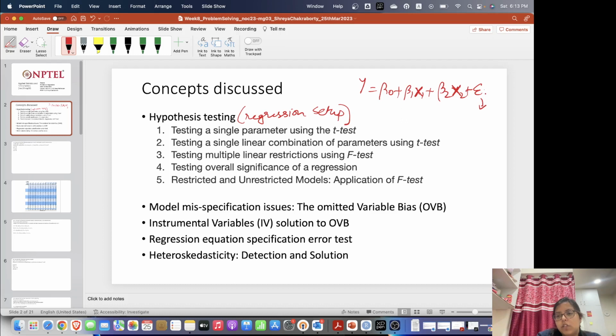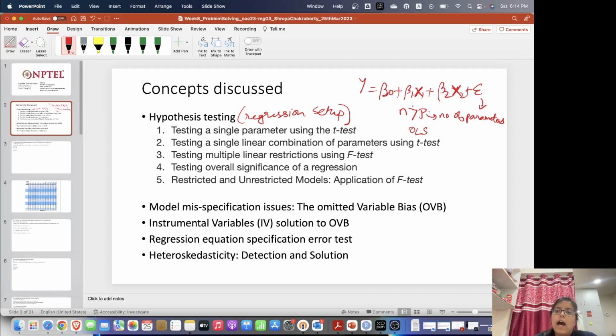And we also assumed that the number of estimated parameters should be less than the total number of data points, that is n should be greater than p, where p is the number of parameters to be estimated. So under all of these conditions, we derived the ordinary least squares estimates of the parameters beta naught, beta 1, beta 2.